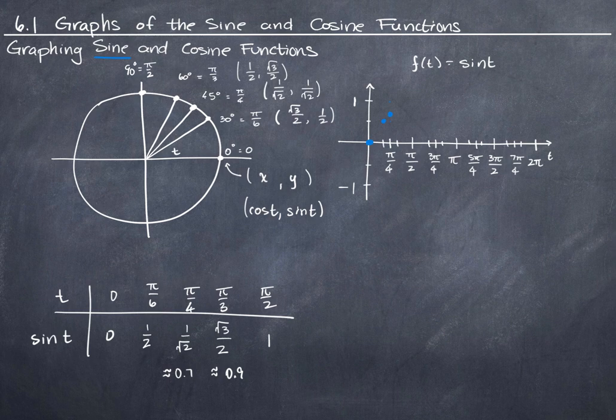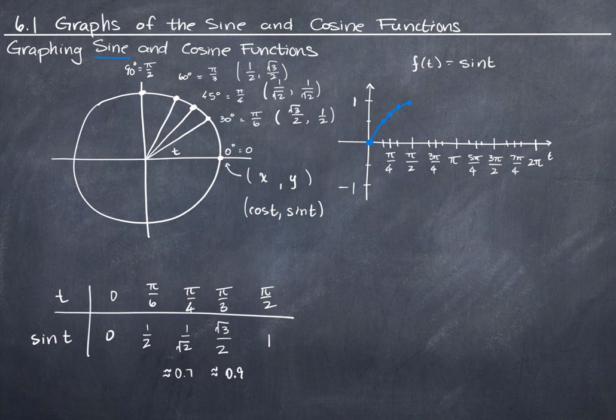The next one is when my input is pi over 3. Right? That's the one that's just beyond pi over 4. So at pi over 3, my output is 0.9. There's 1/2. There's 1. I need to be just shy of 1. Okay, and my last one is when my input is pi over 2, my output is 1. So I'm right about there. So this part of the graph looks something like that.